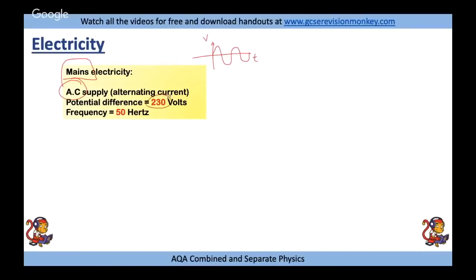Potential difference is 230 volts. You just got to remember that for 24 hours and you'll never need to know it again. 230 volts. And our frequency is 50 hertz.